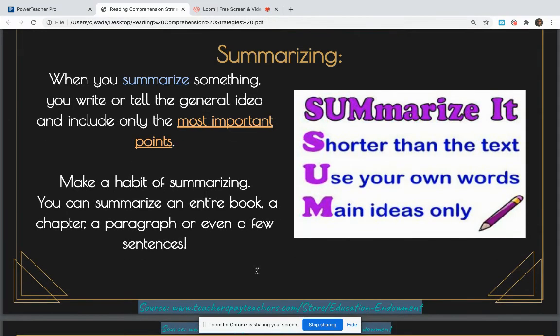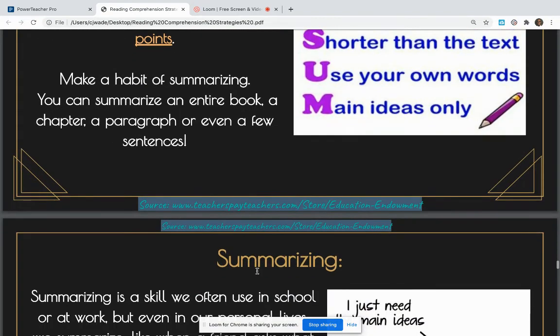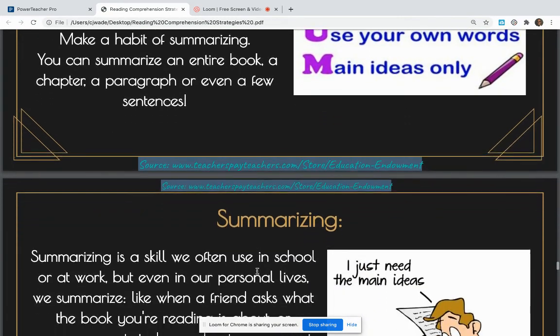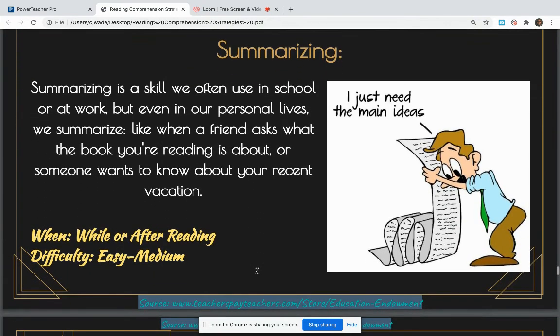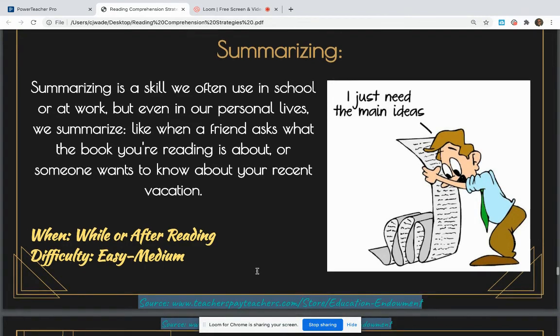So make a habit of summarizing while you're reading. So when you finish a chapter, you can do a 2-sentence summary, or when you finish a whole book, you can do a 10-sentence summary. Work on summarizing, because this is a key skill for knowing that you've comprehended the book. If you can't summarize, then 9 times out of 10, you probably have not comprehended it.